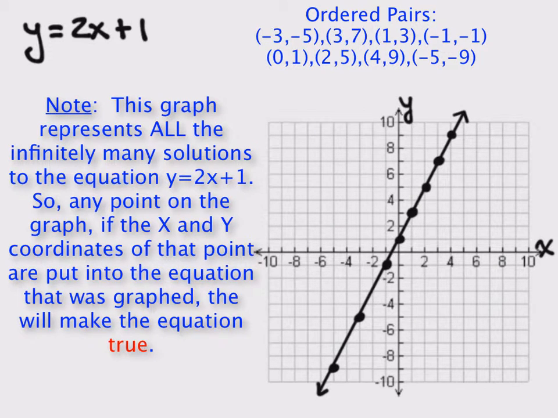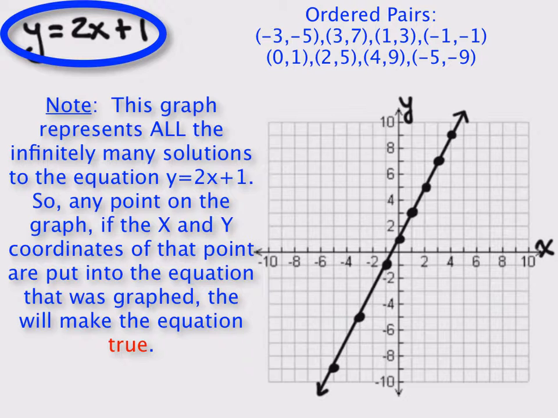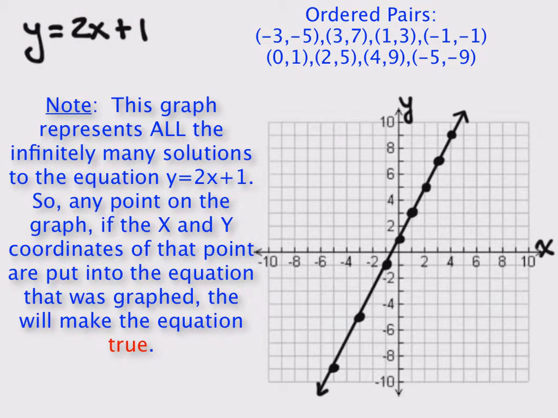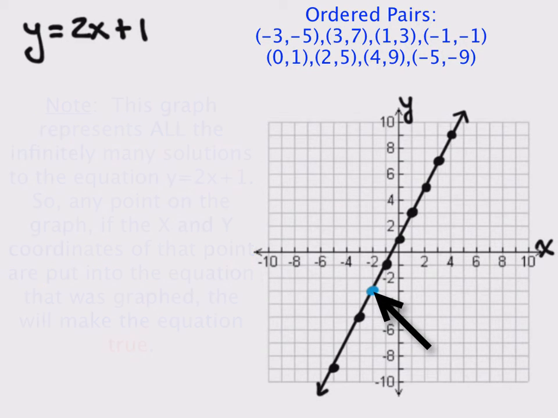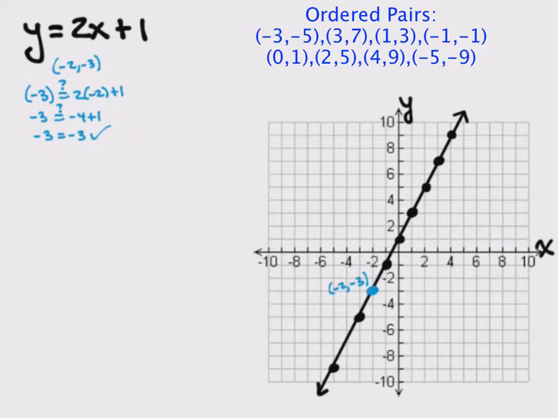Alright, now if this line represents all the solutions to our equation y equals 2x plus 1, it means that any point on this line, if we were to substitute its x coordinate in for x and its y coordinate in for y, should make that statement true. So let's pick a point at random and see if it works. How about the point -2, -3? Let's see if that'll work. Whoa! Awesome, that point definitely works.